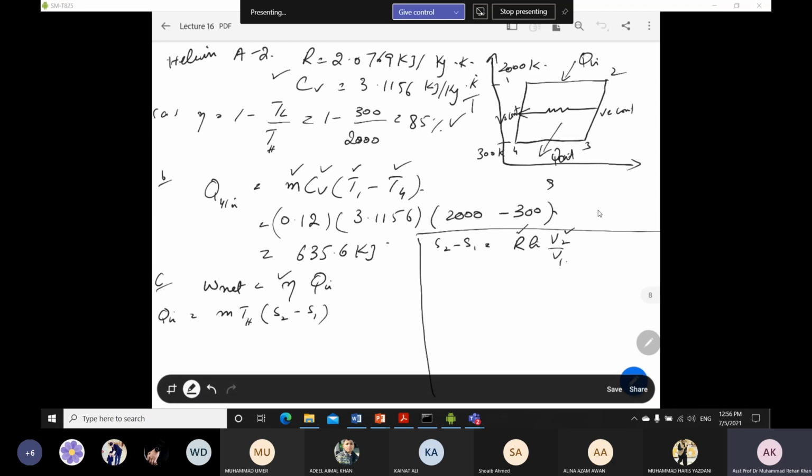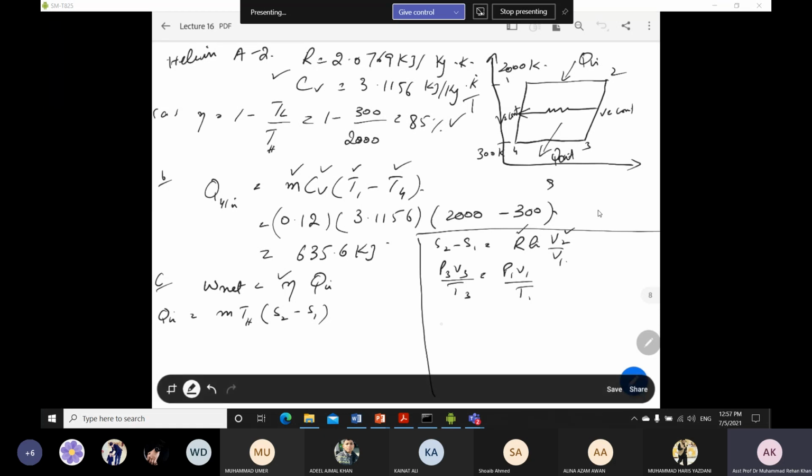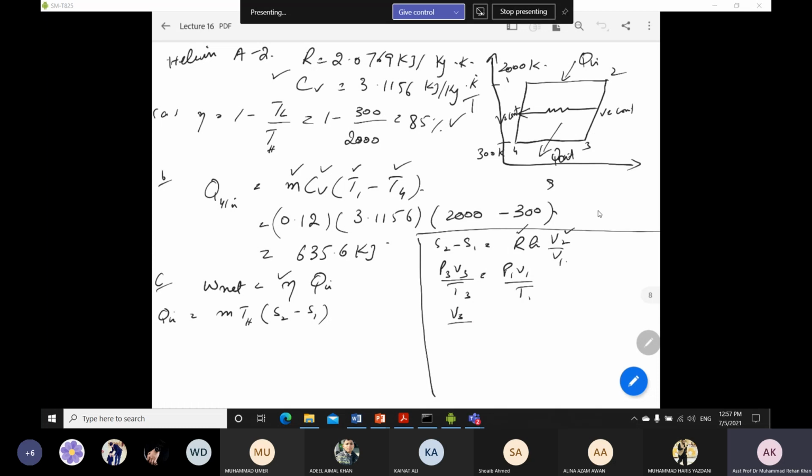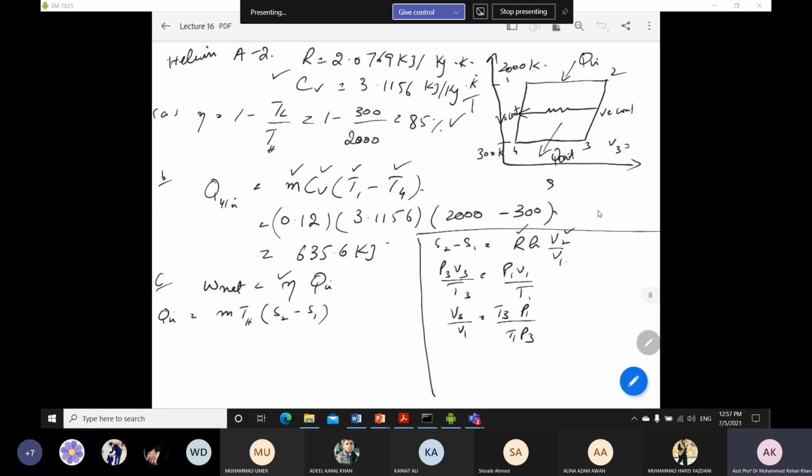In order to find the value of V2 over V1, we can simply apply the relation between state 3 and 1, because these are not isentropic processes. So we can simply say that P3 V3 over T3 is equal to P1 V1 over T1. If we rearrange this equation for V3 over V1, it turns out to be P1 T3 over T1 P3. And from the PV diagram, if you correlate the Stirling cycle PV diagram, you can easily say that V3 is equal to V2.